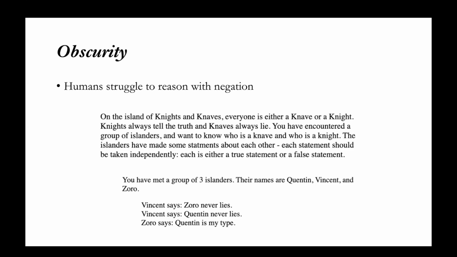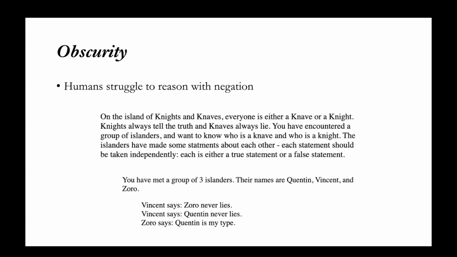Vincent says Zorro never lies. Vincent says Quentin never lies. Zorro says Quentin is my type. I mean, Quentin is of the type that I am, which is how that should have been worded. Or it could have been both. I don't know who Zorro is. In fact, I don't know much about Zorro because he's basically only being described negatively. He just never lies. Anyway, what's the answer?